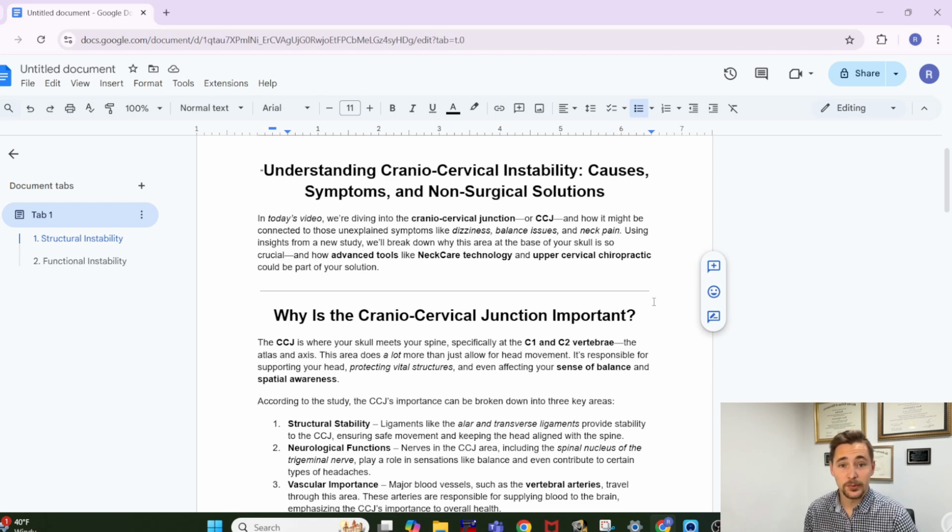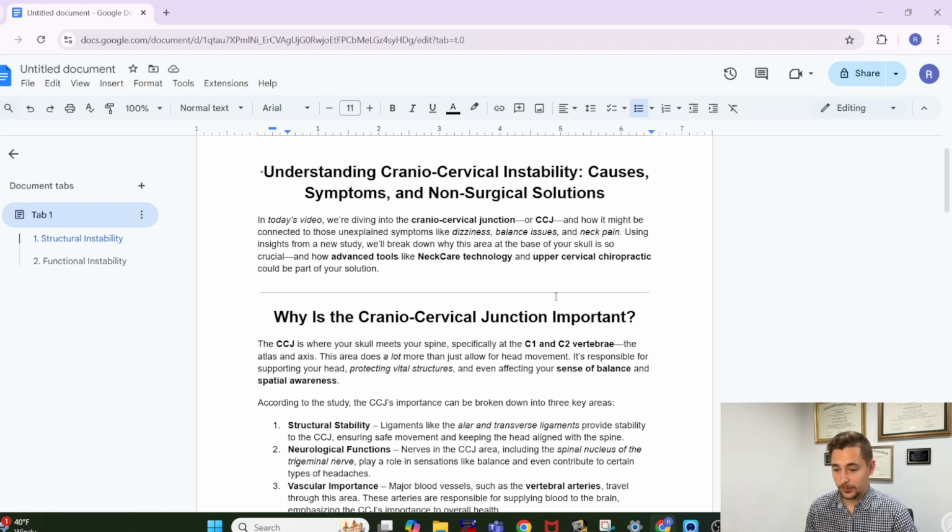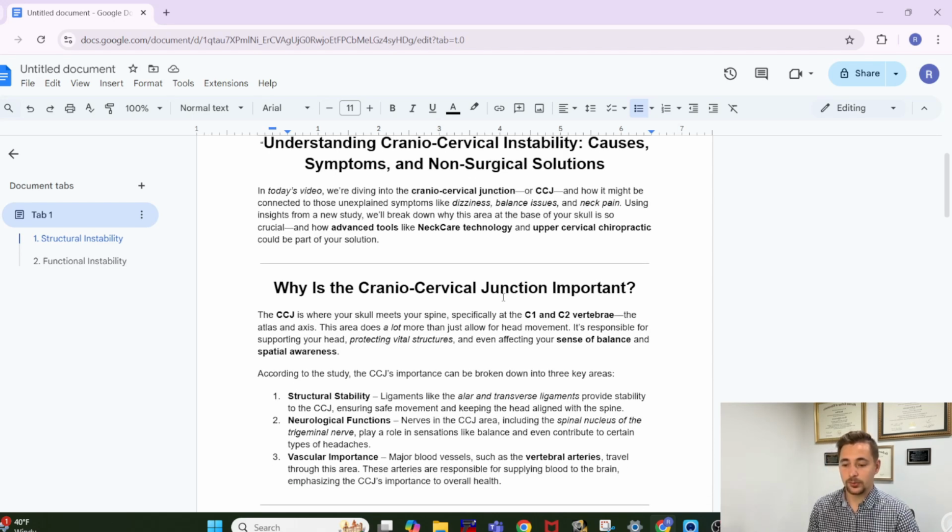So let's talk about this new paper that just came out back in October of 2024. This paper is talking about craniocervical instability and how there might be two different causes. It's talking about structural and functional instability. So we're going to understand how symptoms like dizziness and balance issues, neck pain, headaches, different things like that could possibly come from the upper neck. And then we're also going to talk about different solutions that they have for structural and functional instability. We're mostly going to talk about the solutions for functional, but let's go ahead and dive into it.